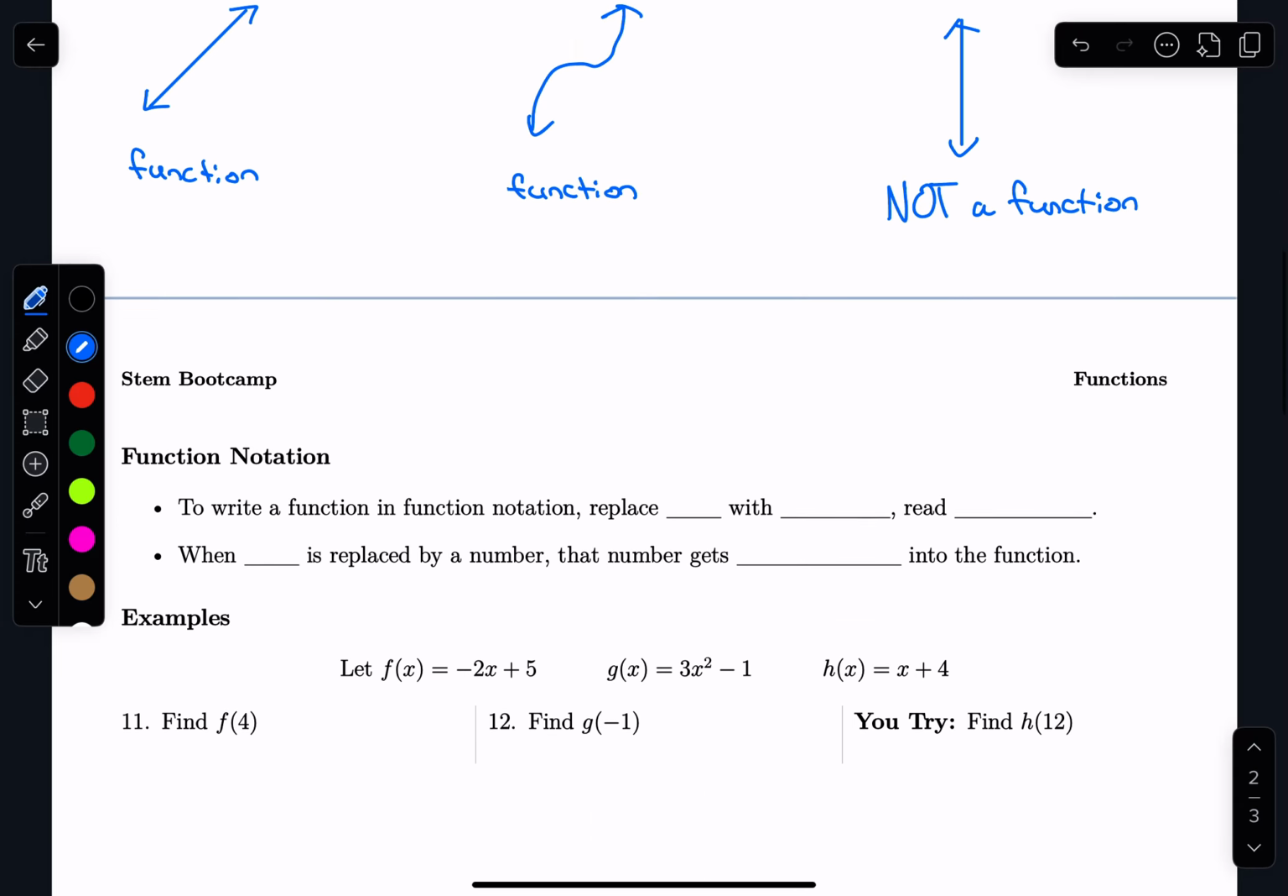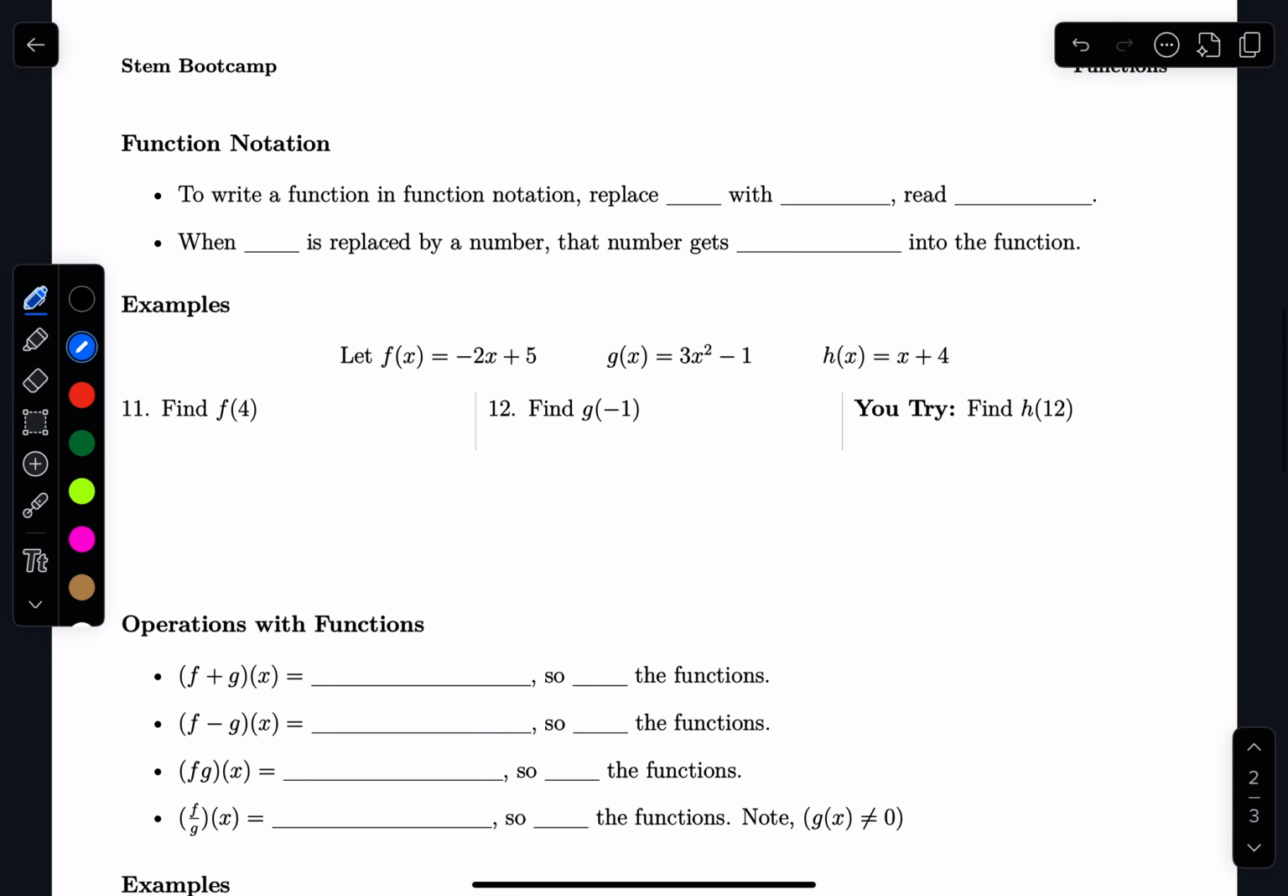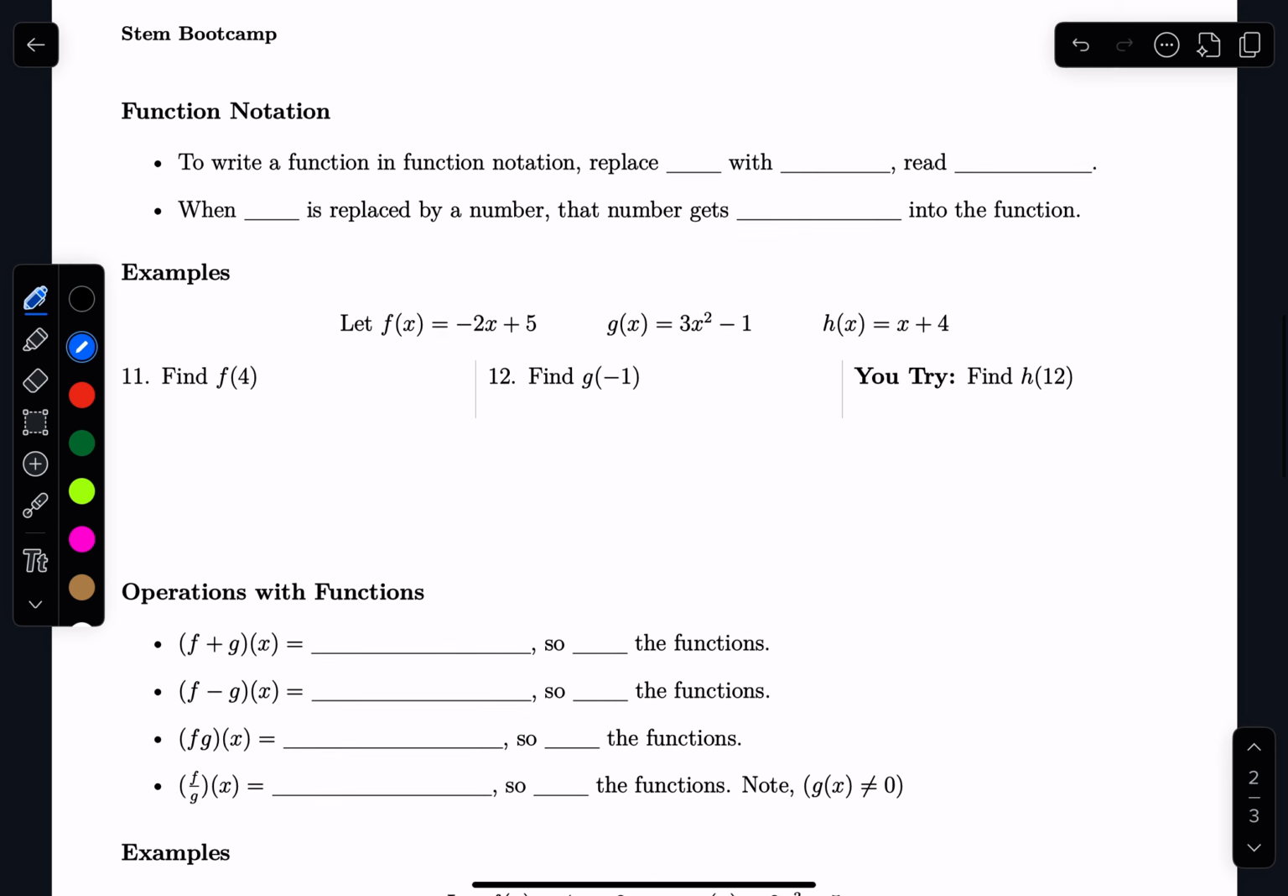All right, so we know what a function is now. Now we have to talk about notation, which is the way we write things down. So to write a function in function notation, we're going to replace the letter y with f parentheses x, like that. And this is read f of x, where f is the name of the function.